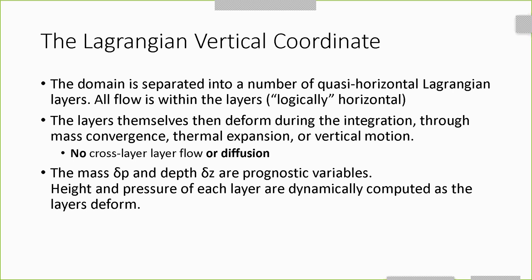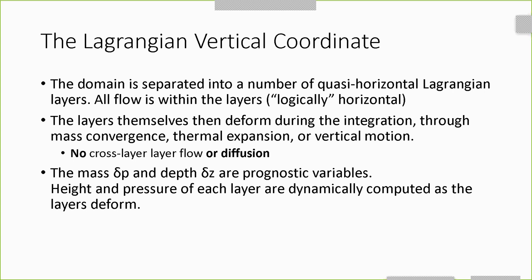So a lot of this I've already covered, but basically the idea is that the flow is well constrained in different layers. The layers themselves then deform during the integration. They move up and down. There's no cross-layer flow or diffusion. One consequence of doing all this is that we need to introduce two variables, delta P and delta Z, which are the mass and the depth of each layer. Those are treated as prognostic variables, which themselves are advected as if they were scalars, with additional terms for the hydrostatic elastic distortion of each vertical layer.